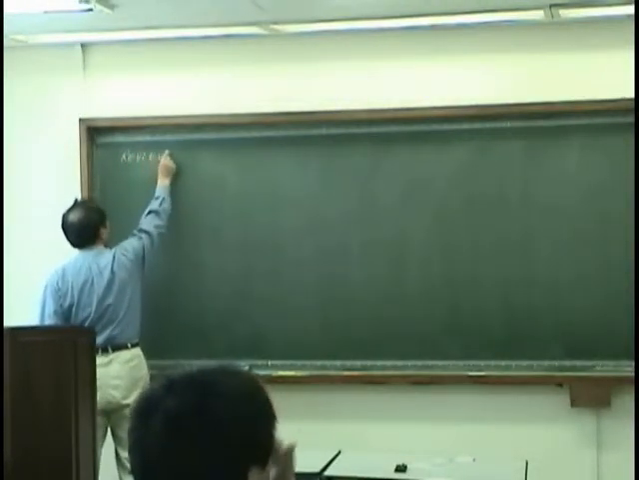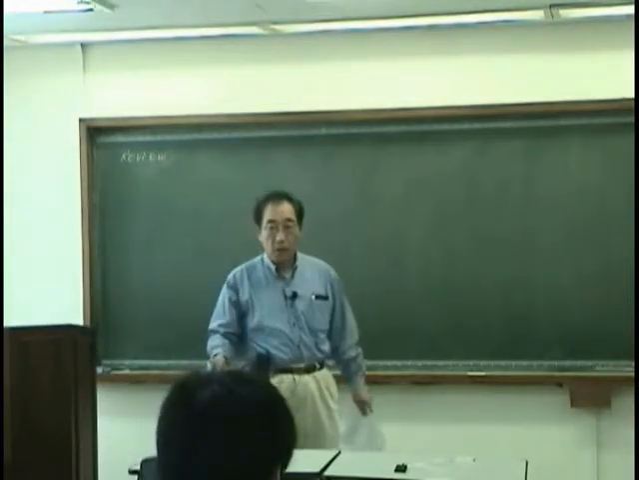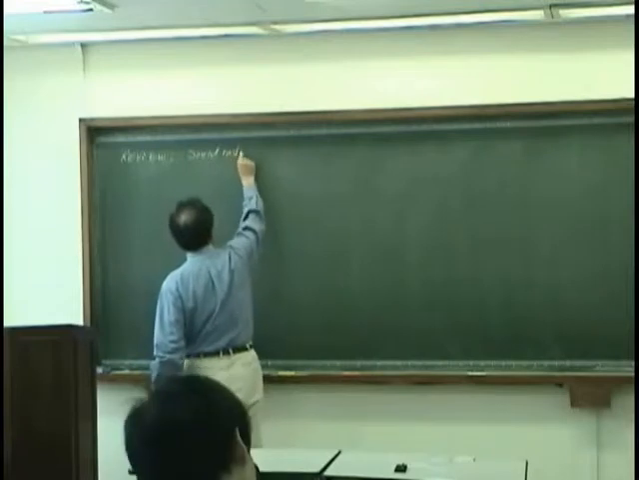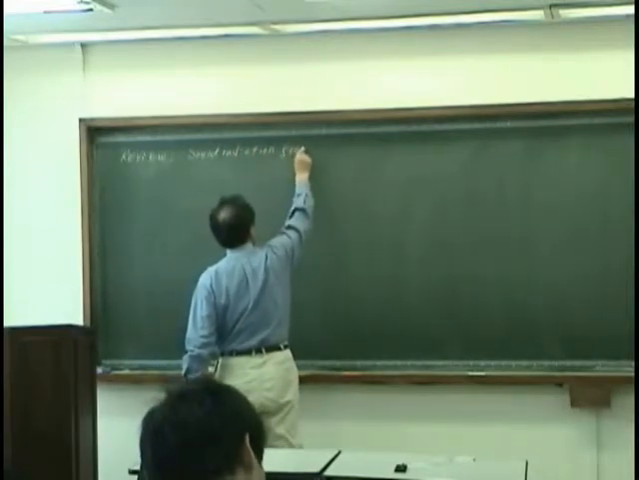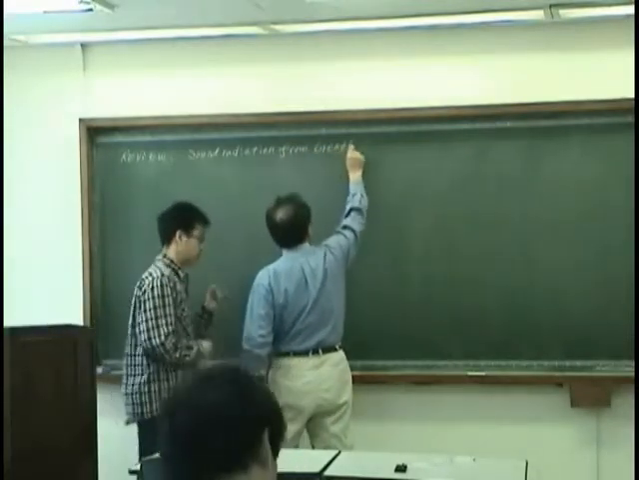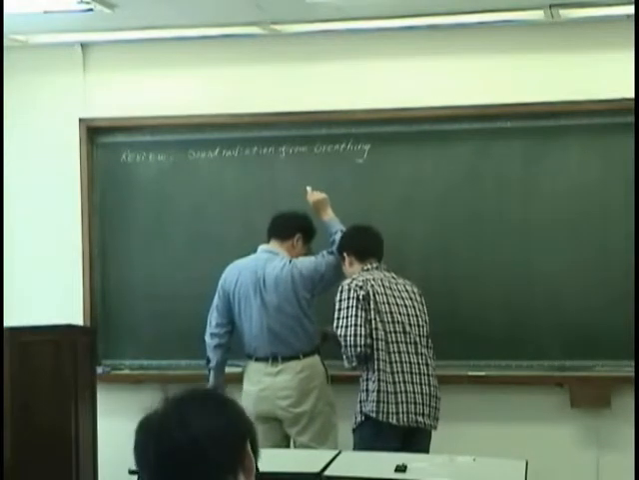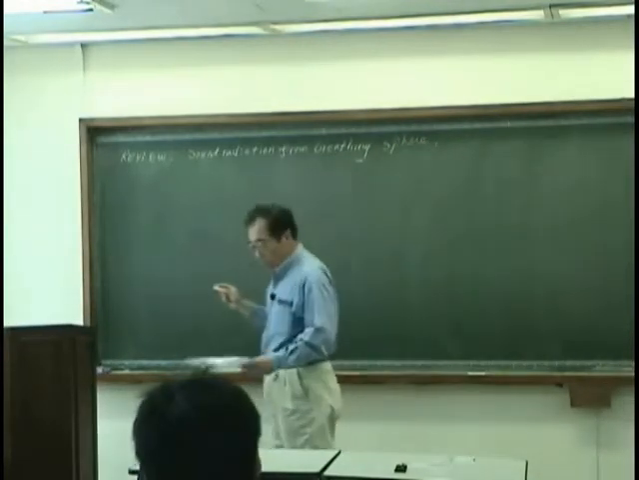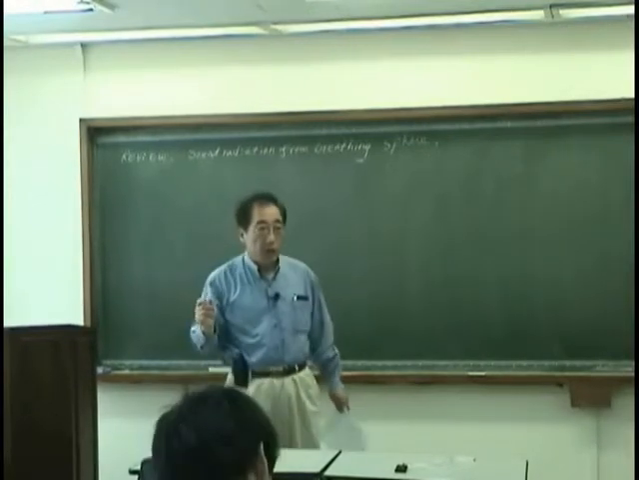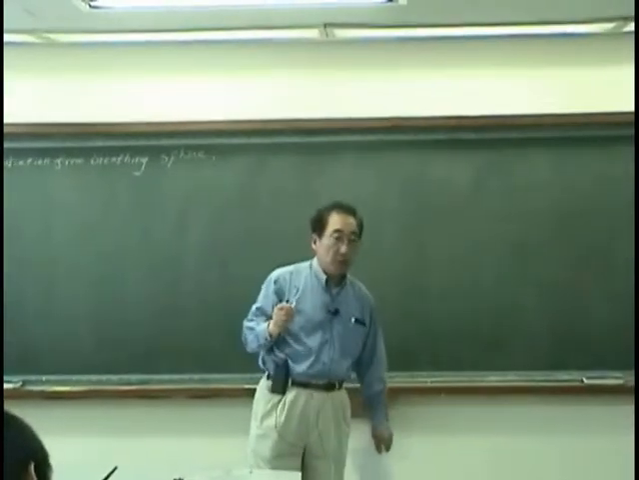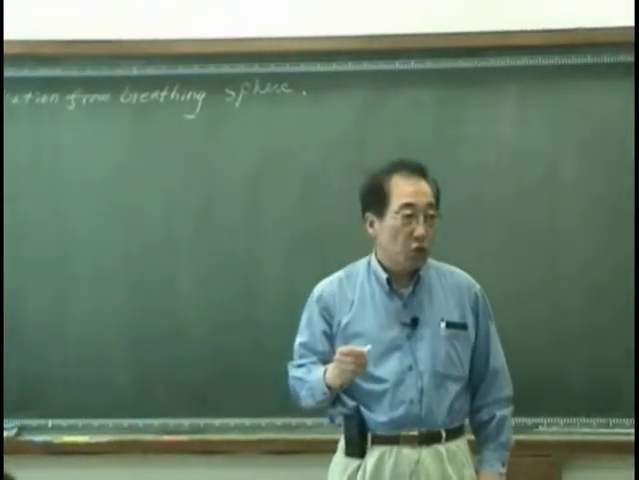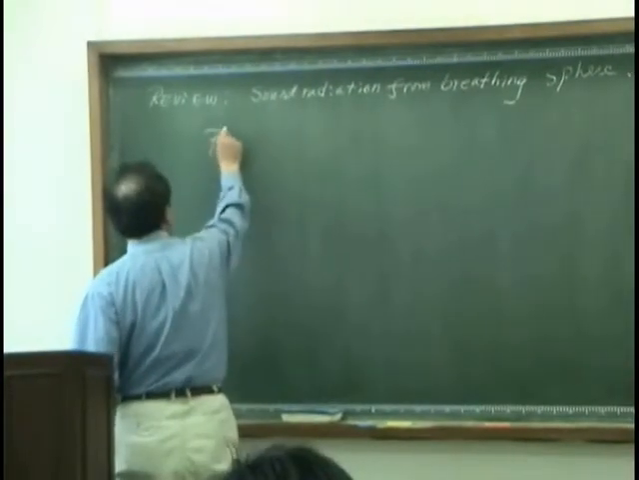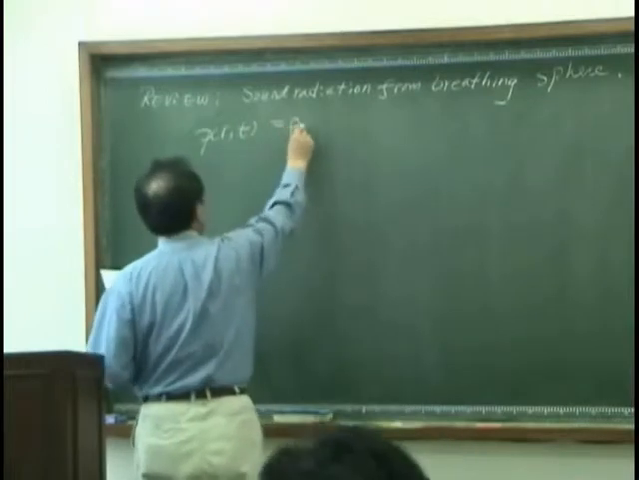Let's review what we learned in the last lecture. We learned about the sound radiation from a breathing sphere. We employ the velocity potential because it is easy to get the pressure and velocity from it, and we obtain the pressure from the breathing sphere. It looks like this.